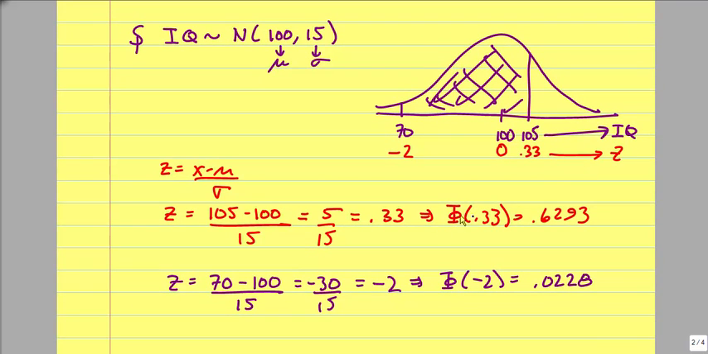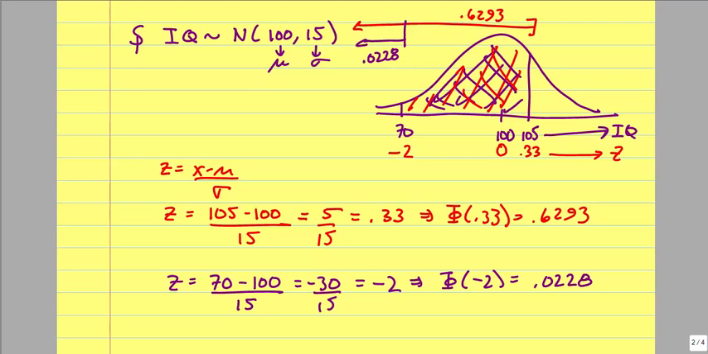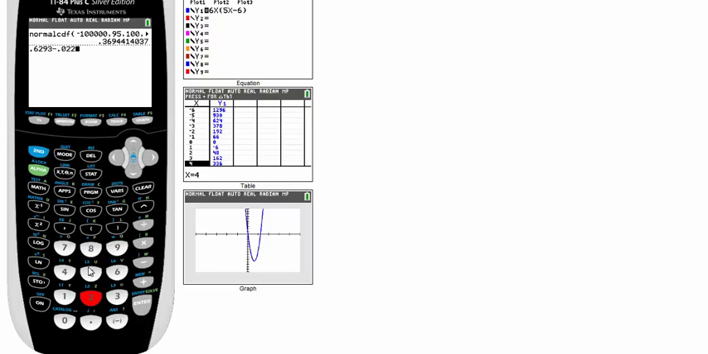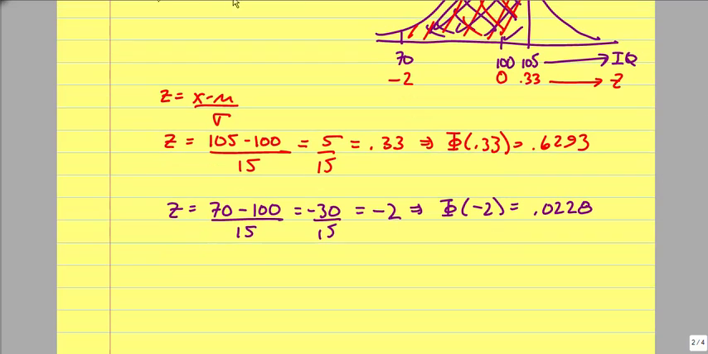Now what's happening here is the phi of 0.33, that's giving me the area from here to negative infinity. So that's 0.6293, but I don't want all that area. I want that area to not be counted anymore from here to negative infinity, because I want to cut that off and only count the area between. So this area is 0.0228. So to find the area that's left, which will give me this shaded area right here, what I do is I subtract. So I'd have 0.6293 minus 0.0228. And I have 0.6065. So this area right here then is 0.6065.